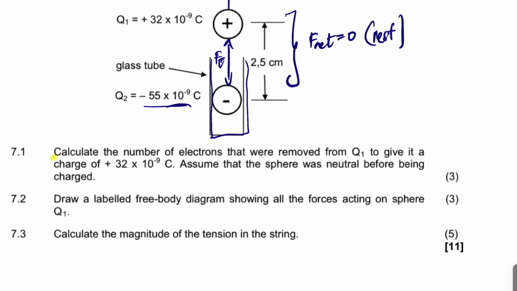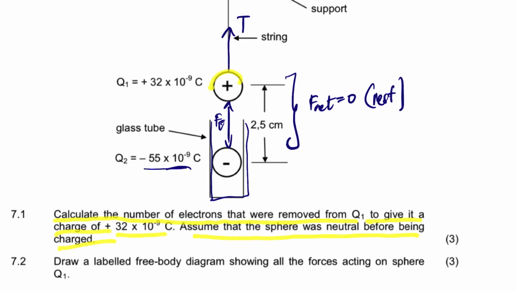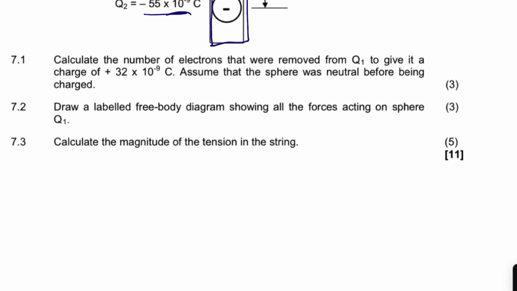Now the question says, calculate the number of electrons that were removed from Q1 to give it a charge of 32 nanocoulomb. Assume that the sphere was neutral before it was charged. Guys, since it's positively charged, that means it was neutral before and then it was charged. Now it has lost electrons, so we want the electrons that it has lost. The only thing we do there is use the quantization of charge.